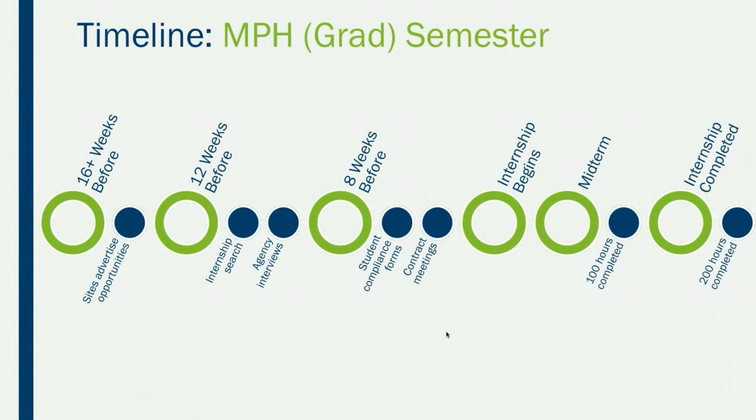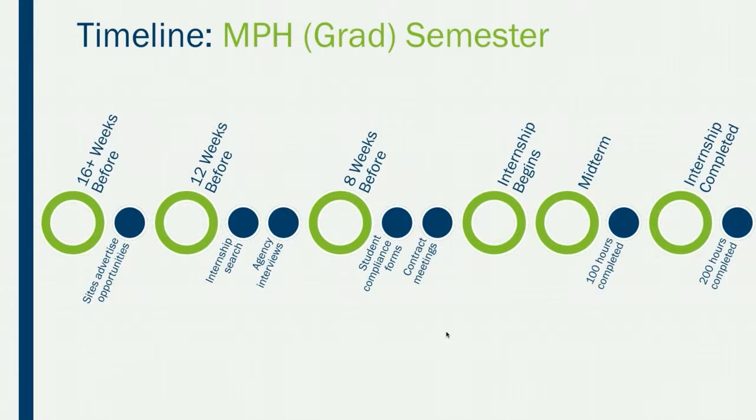The Master of Public Health, or MPH, grad student semester is a little bit more involved in that we start soliciting for internships from the sites as early as 4 to 6 months before the semester actually begins. And then 12 weeks before the internship begins is when we prompt our students to actually start looking actively for internships. That also is around the time period in which we suggest you conduct agency interviews. 8 weeks before the internship begins is when we really start preparing for students to begin their internships, such as orientation training, signing compliance forms, organizing contract meetings, and then the actual internship will begin.